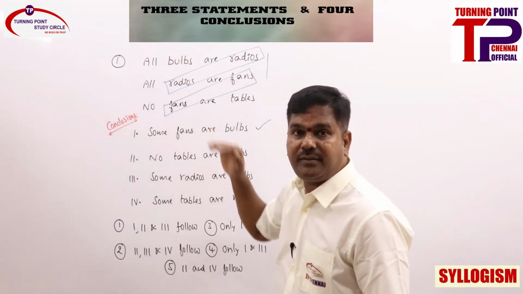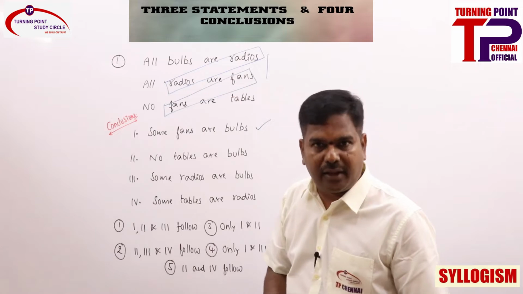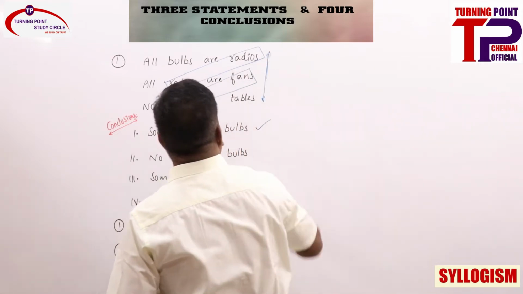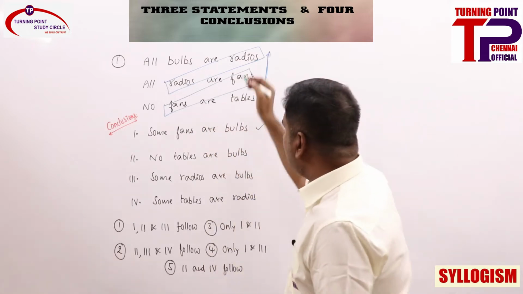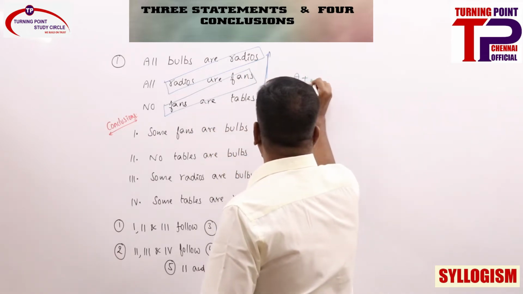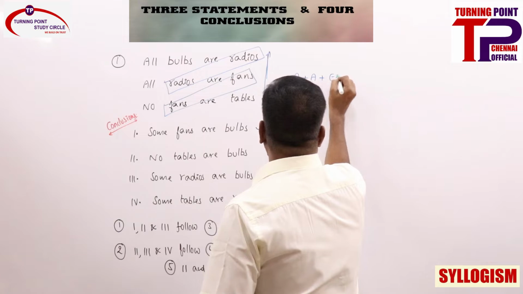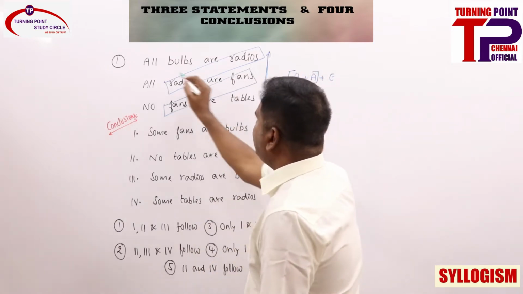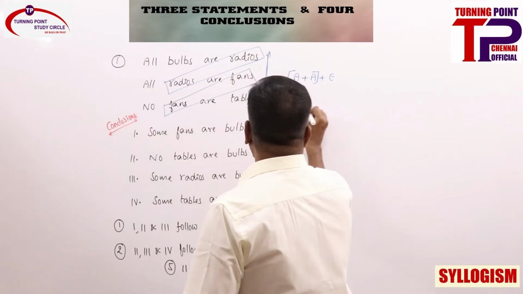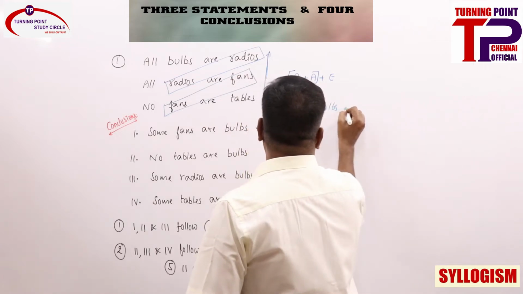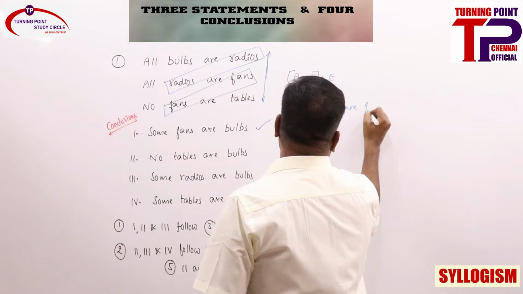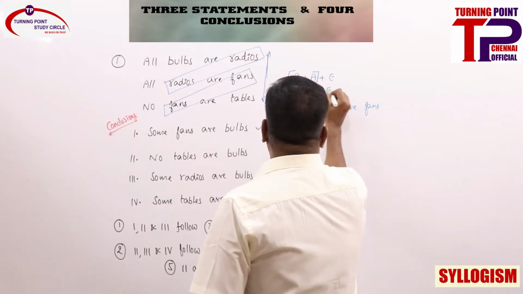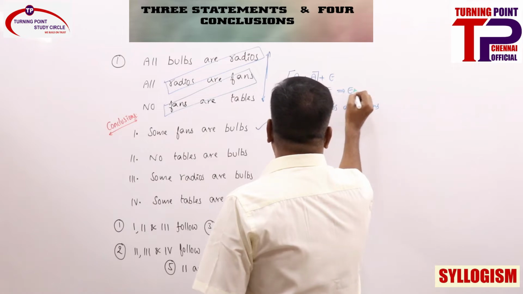That means all these three we need to merge. Say that the first one is A statement, the second one is A statement, the third one is E statement. What is A plus A? A. What will we be getting? All bulbs are fans. What is A plus A? A. Again, A plus E means you will be getting E, right?